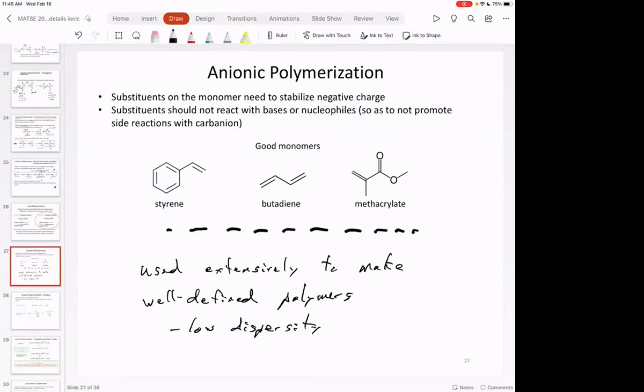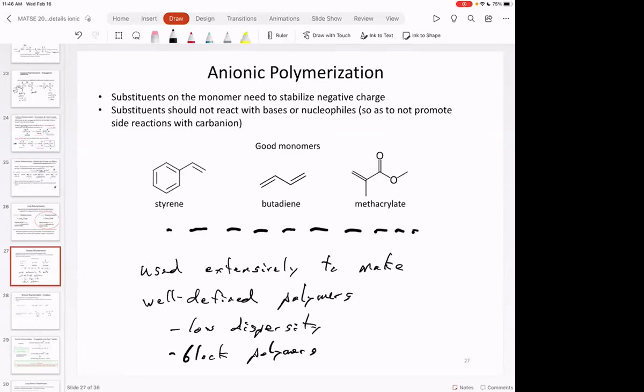You should all know what low dispersity means. And it's also used to make block polymers, which we'll talk about in a second. We had a slide on block polymers way back on the first or second day of class. I'll remind you what they are.